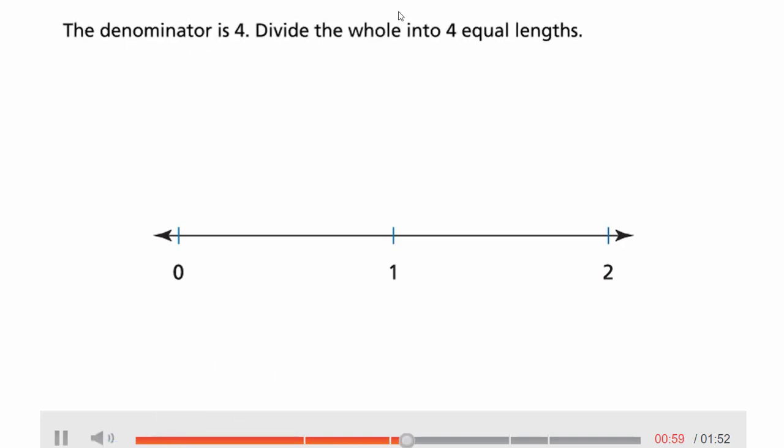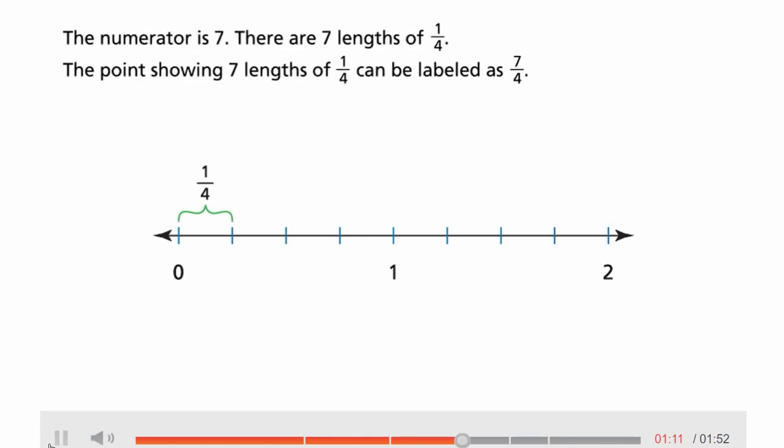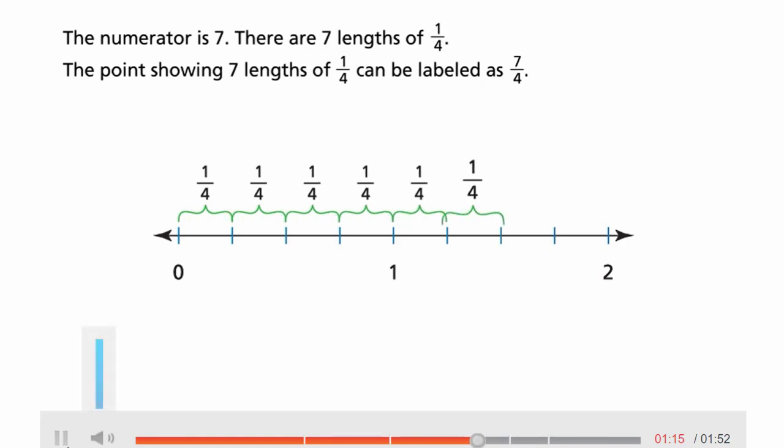The denominator is 4. Divide the whole into 4 equal lengths. Each length is 1/4 of the whole. The numerator is 7. There are 7 lengths of 1/4. The point showing 7 lengths of 1/4 can be labeled as 7/4.